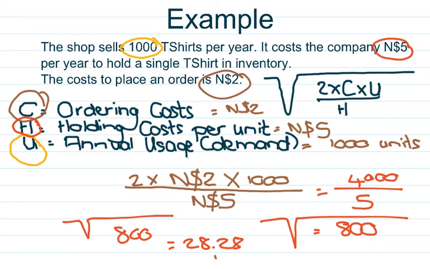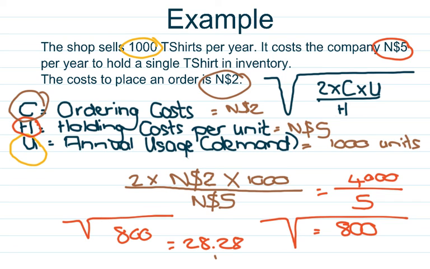Now, what does this mean? Is this now Namibian dollar? Is it 28 Namibian dollar? No, we calculated the quantity. So we are saying we must order 28.28 units. But can we order 28.28 units? No, we can't. We can only order 28 t-shirts or 29 t-shirts. So because this is now lower than 50, we will not round it up. So we will say the economic order quantity is then 28.